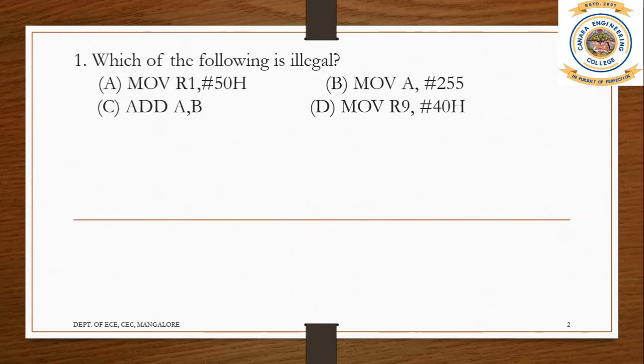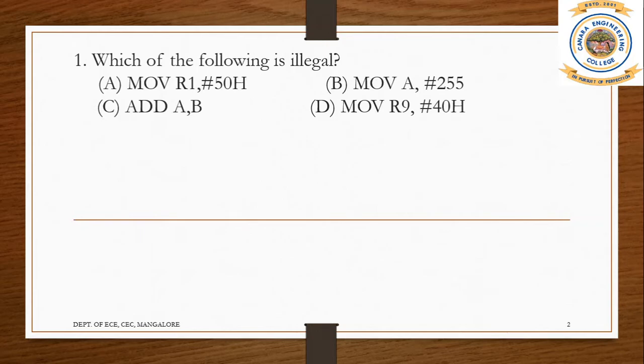The first question is to find illegal instructions. The four options: MOV R1, #50H looks legal to me because R1 exists. #50H is immediate addressing mode with 50H value moving to R1.